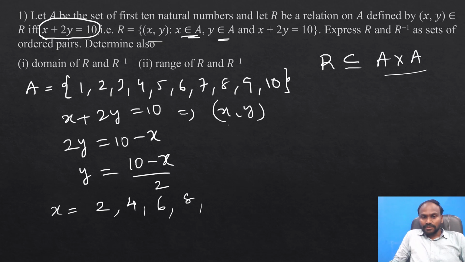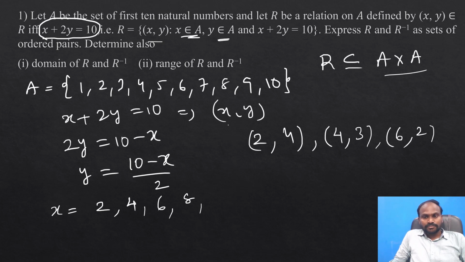So if I take 2, 4, 6, 8. If I take 2 as the input, then what is the output? 10 minus 2 is 8, 8 by 2 is 4. If I take 4 as the input, 10 minus 4 is 6, 6 by 2 is 3. Next, if I take 6 as the input, 4 I will get, which is 2. If I take 8 as the input, then I'll get 2 by 2, which is 1. So this is the relation we have.